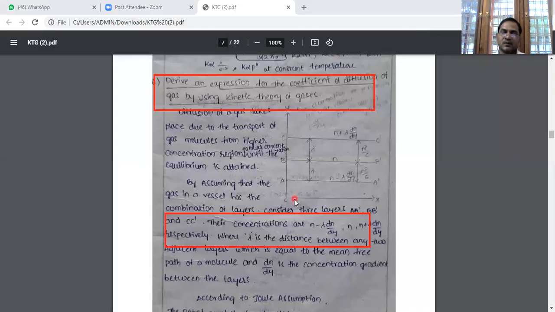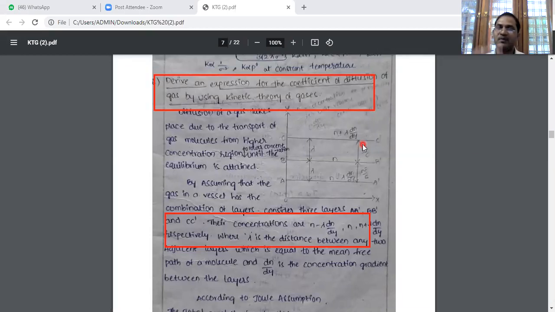Let us consider three layers, AA dash, BB dash, CC dash. The molecular density is nothing but the number of gas molecules per unit volume. In AA dash, it is n minus lambda dn by dy. In BB dash, n. In CC dash, n plus lambda dn by dy, where lambda is the distance between two adjacent layers. dn by dy is called the concentration gradient, the change in number of molecules per unit distance.